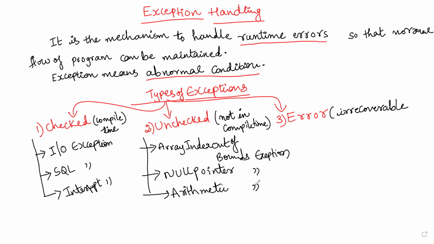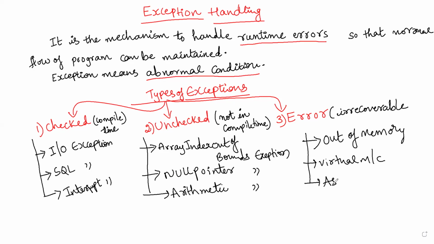And when you see error, which is very, very important, the first one is called out of memory error. The second one is virtual machine error. And the third one is assertion error.